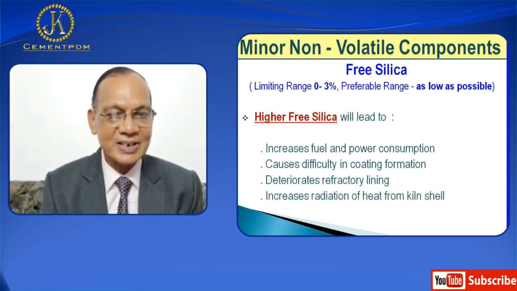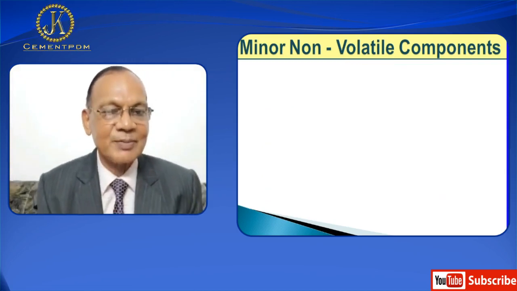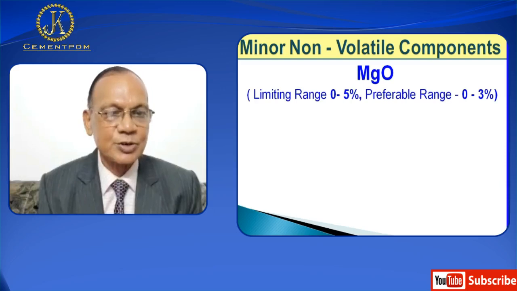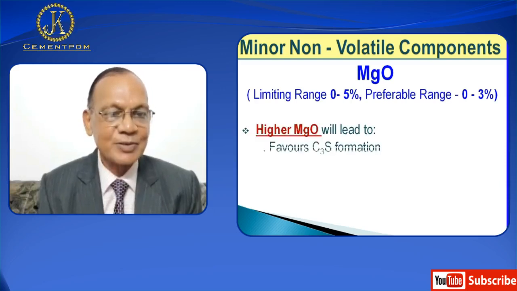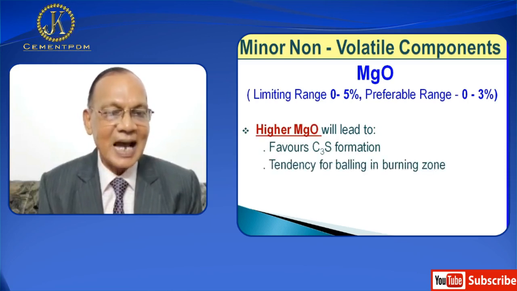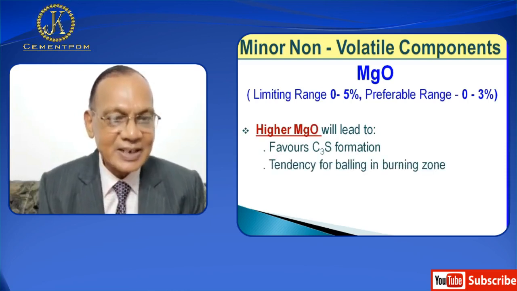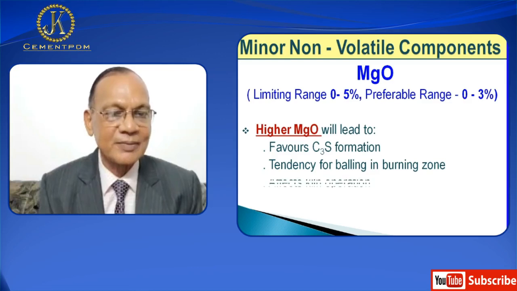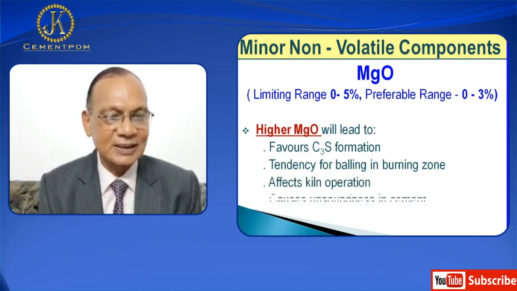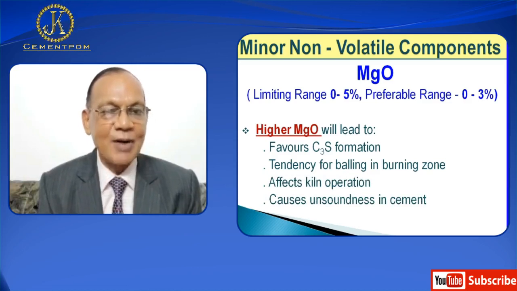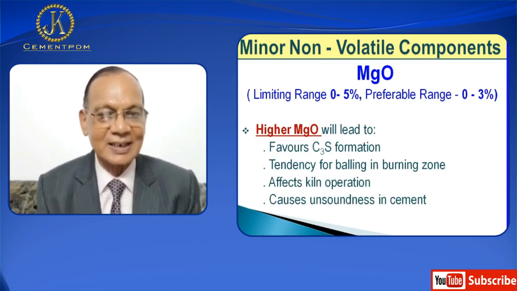Next, we'll discuss MgO. Limiting range is 0 to 5%. Preferable range is 0 to 3%. Higher MgO favors C3S formation. Higher MgO has a tendency for boiling in the burning zone. It affects kiln operation and causes unsoundness in cement. I will discuss the role of MgO and SO3 in detail later on.